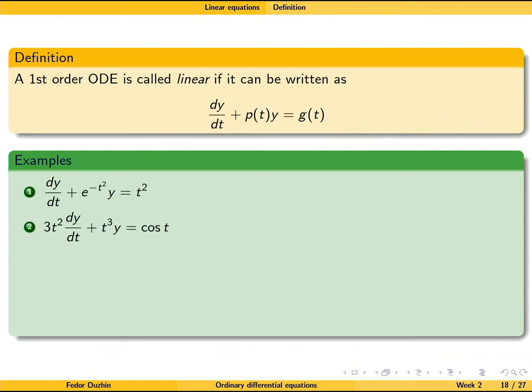So here is another example. Of course, here we can easily rewrite it. We can divide it by 3 t squared. And then we are going to get dy/dt plus t over 3 y equals 1 over 3 t squared cosine t.